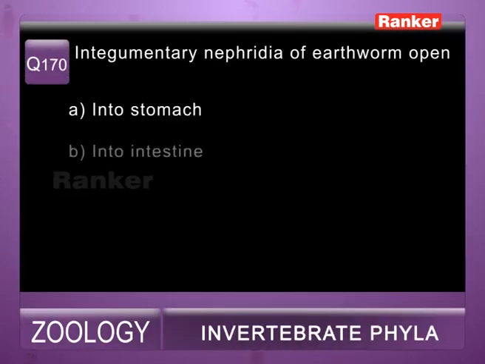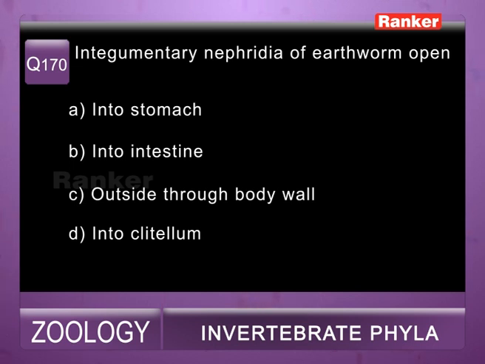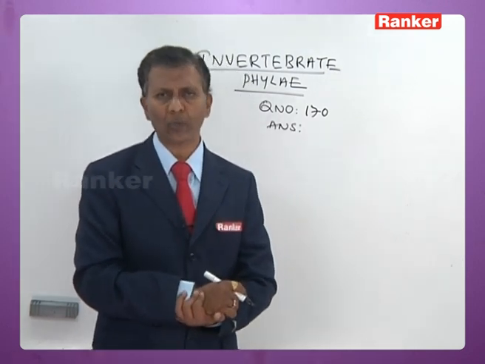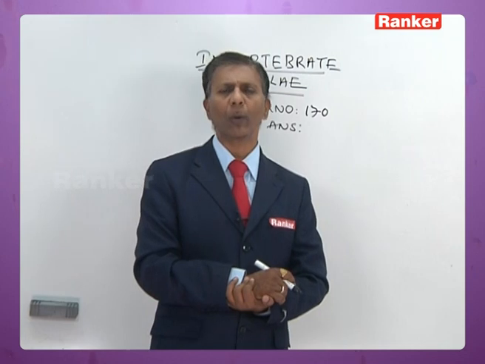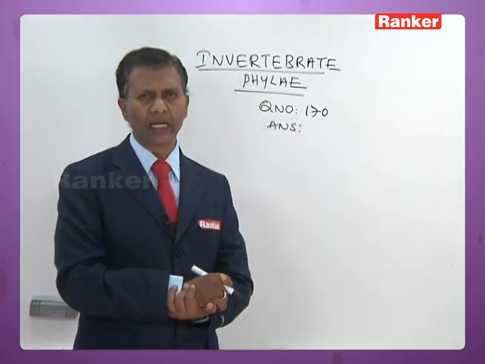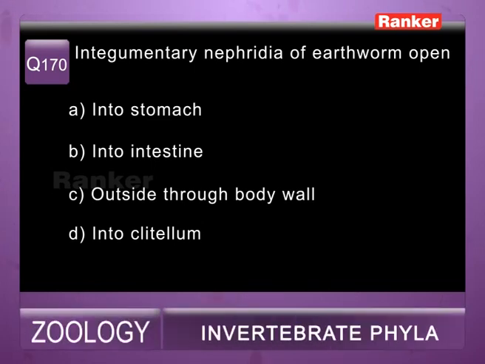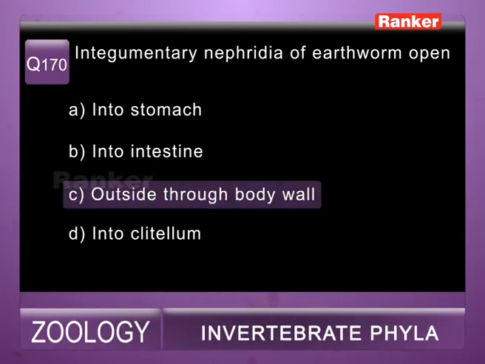Now 170 question, integumentary nephridia of earthworm open A into stomach, B into intestine, C outside through the body wall, D into clitellum. Now the integumentary nephridia are closed, that is they don't have nephrostome, and they are exonephric, that is they open to the exterior through skin, that is through nephridiopores present in the skin here. Now 170 question, correct answer is C.